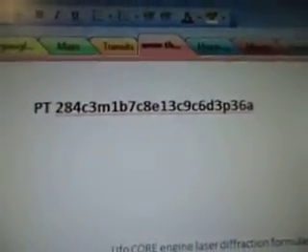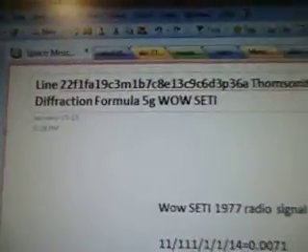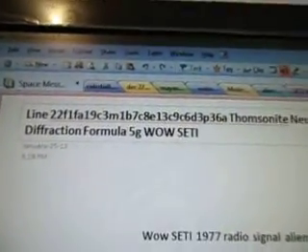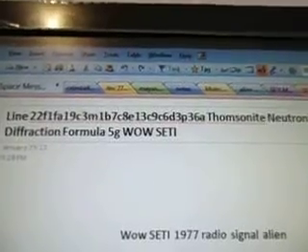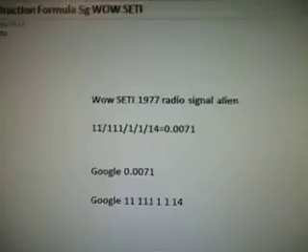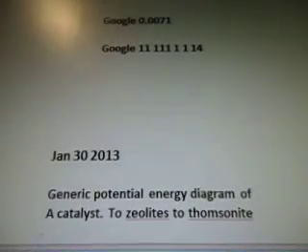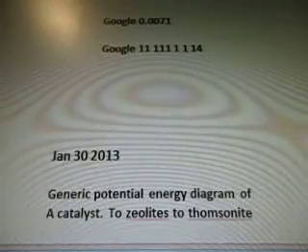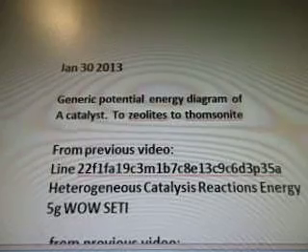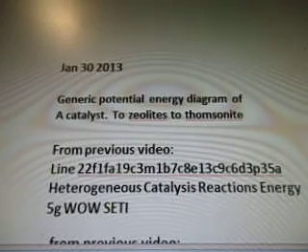Okay, we're at part 284, C3m1b7c8e13c9c6d3p36a. This is line 22f1fa19c3m1b7c8e13c9c6d3p36a. Thomsonite neutron diffraction formula 5G Wow Seti. There's the alien radio signal. And this is the UFO core engine laser diffraction formulas algorithms for space travel from Wow data.